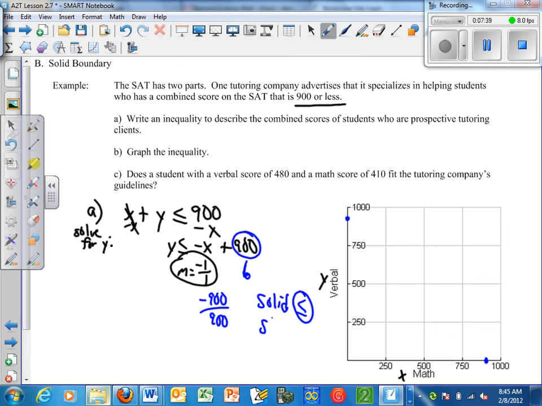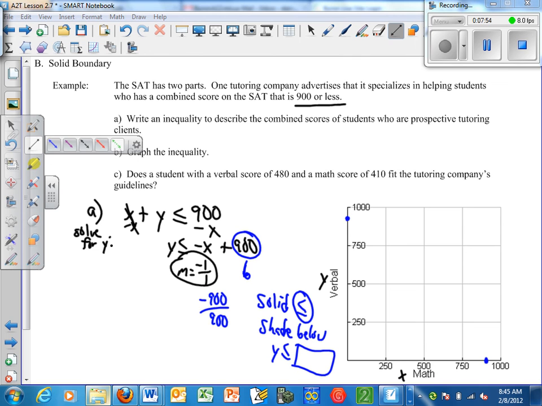And we're going to shade below because it's y is less than or equal to something. So it's a solid boundary line. So let me grab my line. And we're going to grab solid. I'll do blue. We're going to go from here down to here. Solid boundary line. And then we're going to shade.